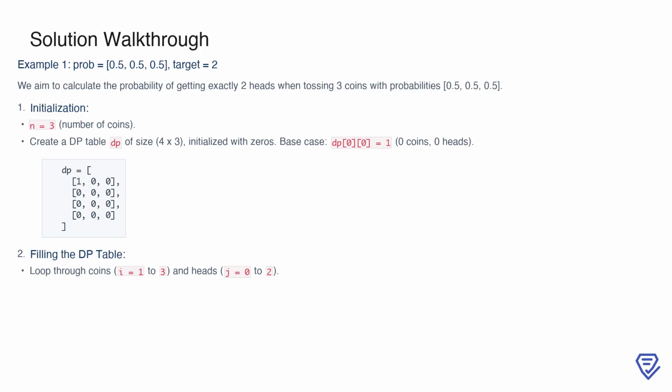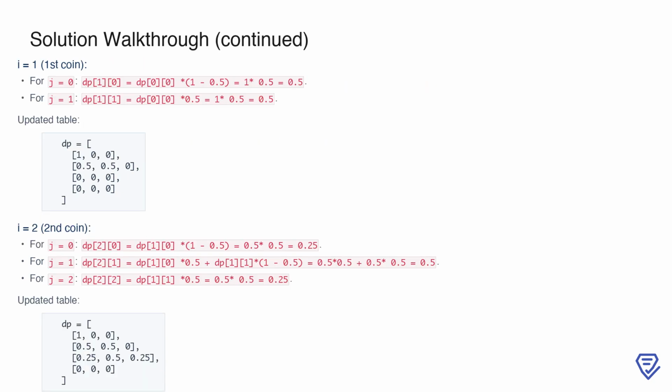The table is structured so that rows represent the number of coins used and columns represent the number of heads achieved. Initially, the table looks like this. The first row has 1 for 0 heads, and all other entries are zeros. Next, we start filling this table by iterating through each coin and the possible number of heads achieved so far. When considering the first coin, the probabilities for 0 and 1 head are calculated.